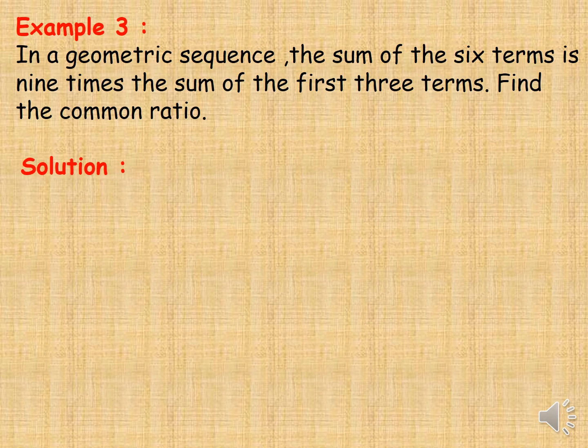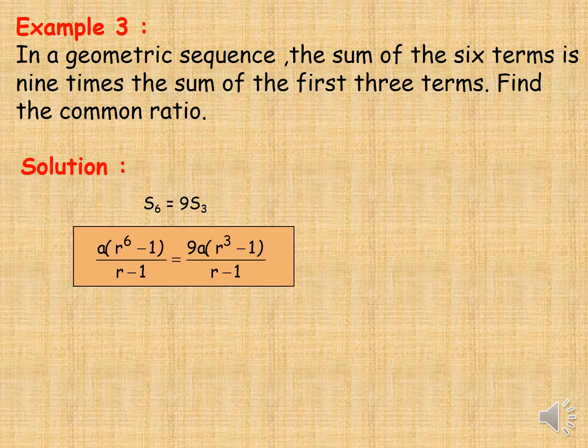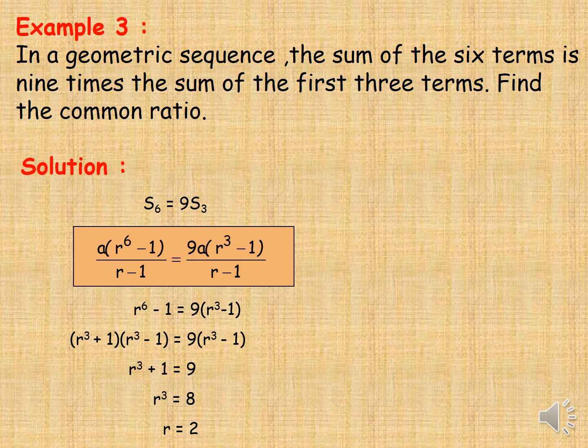Example 3. In a geometric sequence, the sum of the first 6 terms is 9 times the sum of the first 3 terms. Find the common ratio. From the information above, S6 is equal to 9 times S3. Substitute the formula into the equation and then simplify, so r is equal to 2. The common ratio is 2.